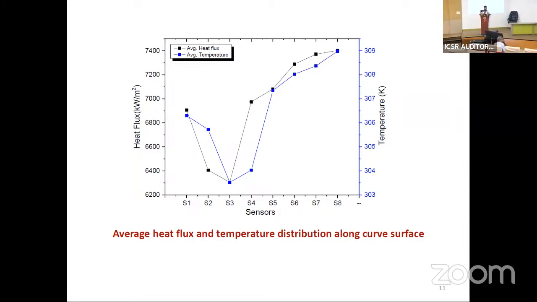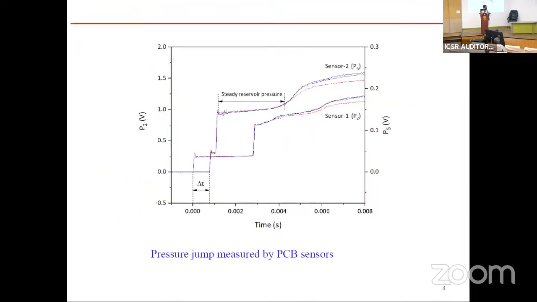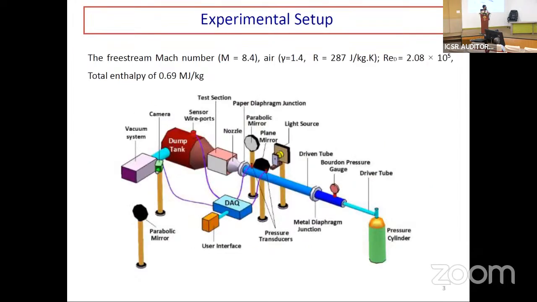So, any more question, please? Okay, this study you have done at what enthalpy level? What enthalpy you have done it? Enthalpy. Total enthalpy is 0.69 megajoule per kg. Okay, okay. If no other question, I think you can give a big hand. Thank you, sir.